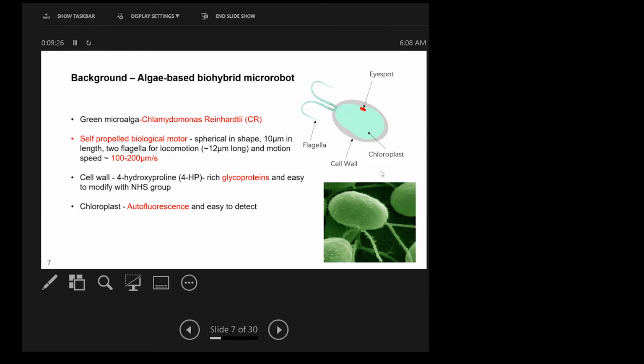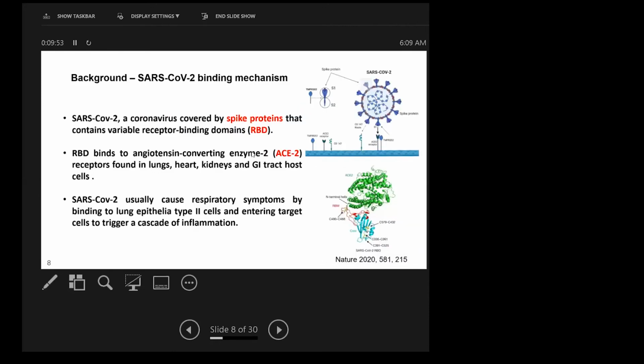So such algae have many attractive properties. For example, they can be reproduced on a large scale and also have a fast motion in diverse aqueous environments. And also they have a long lifespan in this environment. Also the surface can be easily functionalized with different chemical groups for further applications. So here we are thinking, can we use this algae for the SARS-CoV-2 removal?